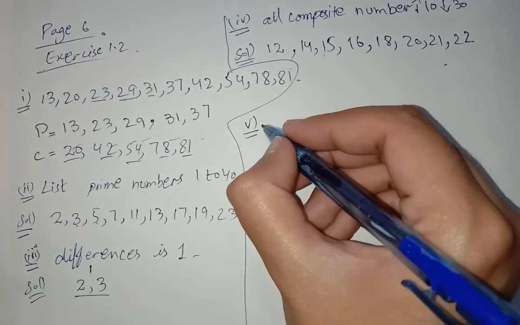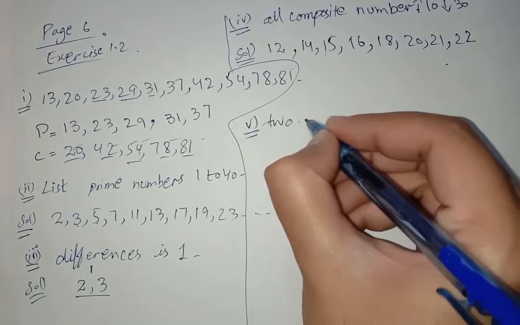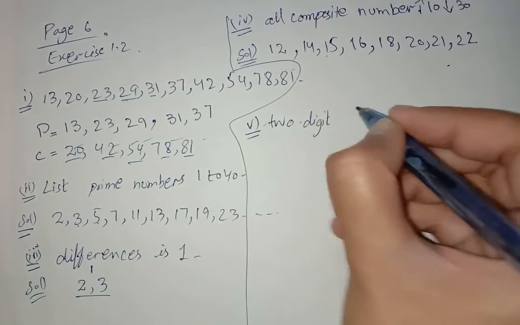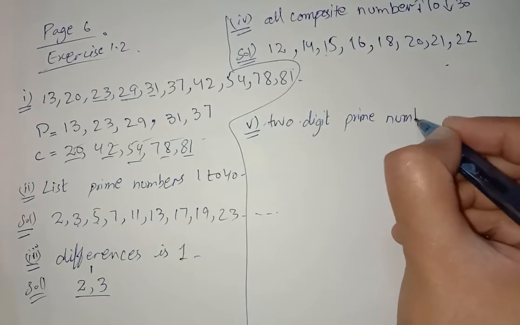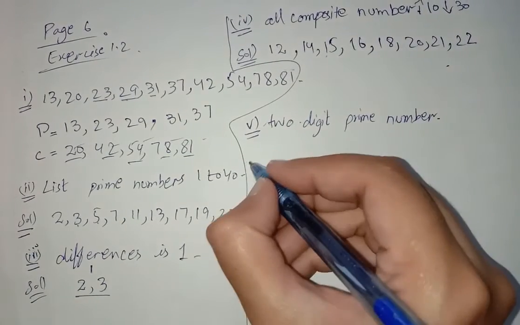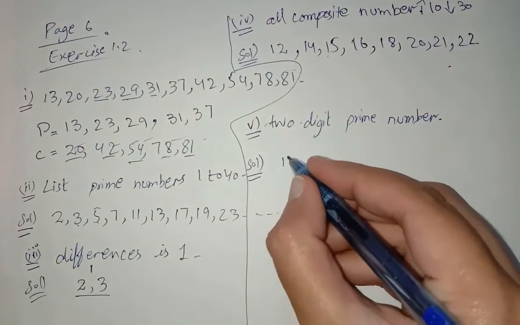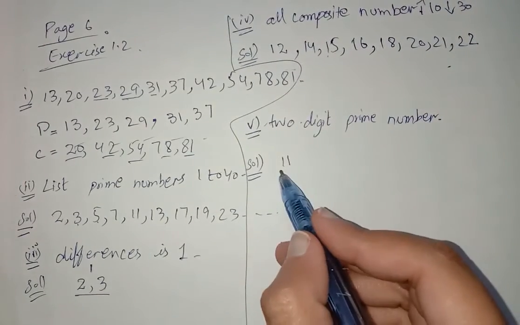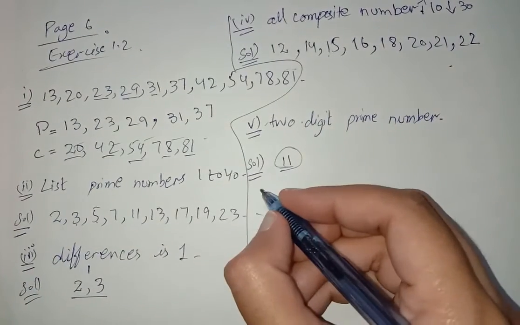Question number 5. What is the smallest two-digit prime number? This is 11, because it has two digits and it is the smallest prime number.